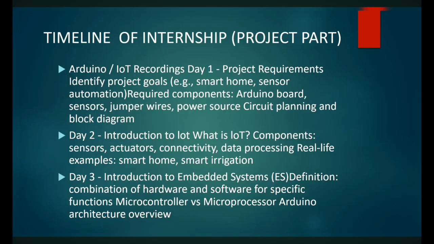Day one is IoT project requirements: identify project goals. It is used in smart homes and sensor automation. For example, Blynk controls the LED light, and also a fan, refrigerator, and so on. Required components are the Arduino board, sensors, jumper wires, and a power source, along with circuit planning and a block diagram.